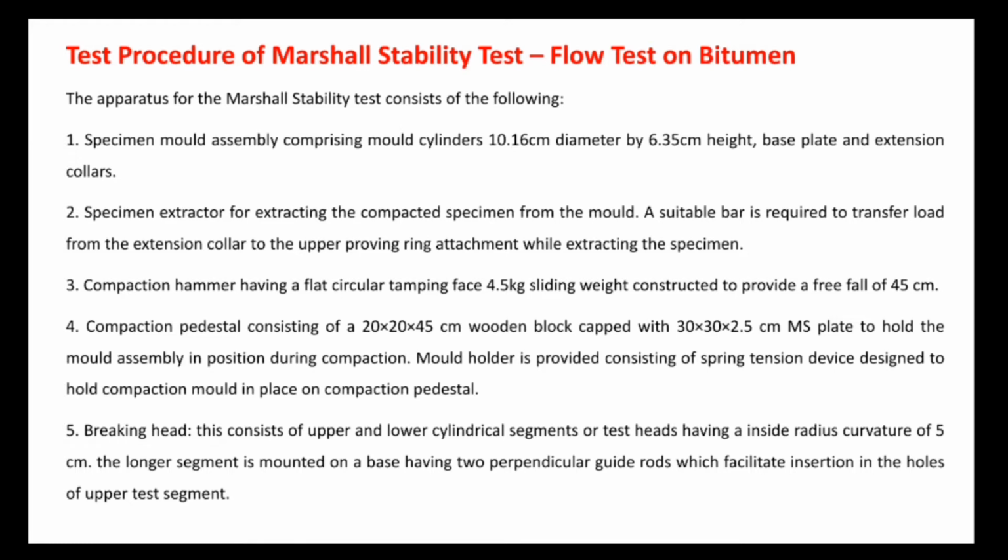Here it should be noted that if the average height of the specimen is not exactly 63.5 mm, then we'll have to apply the correction factor. And the procedure will be repeated for each trial bitumen content, say with an increase of 0.5%.